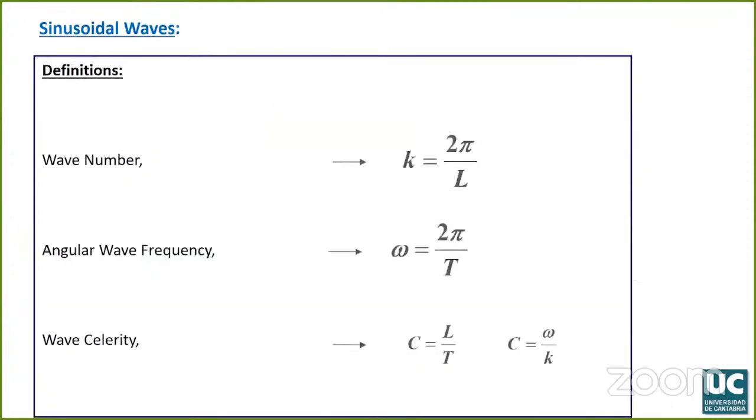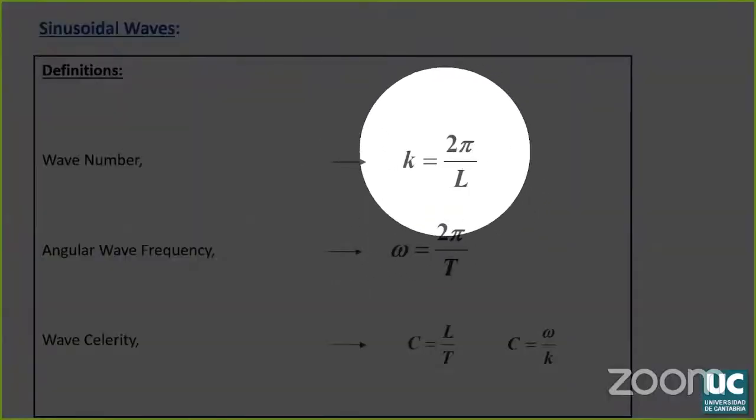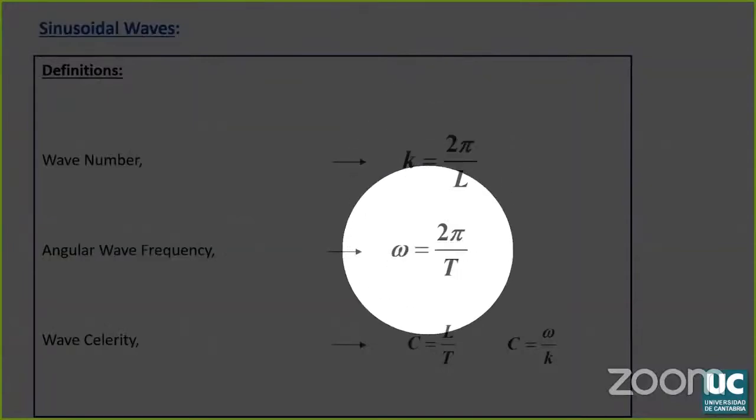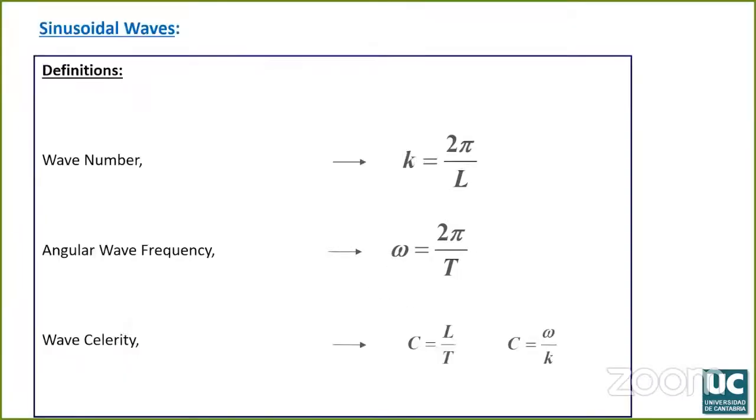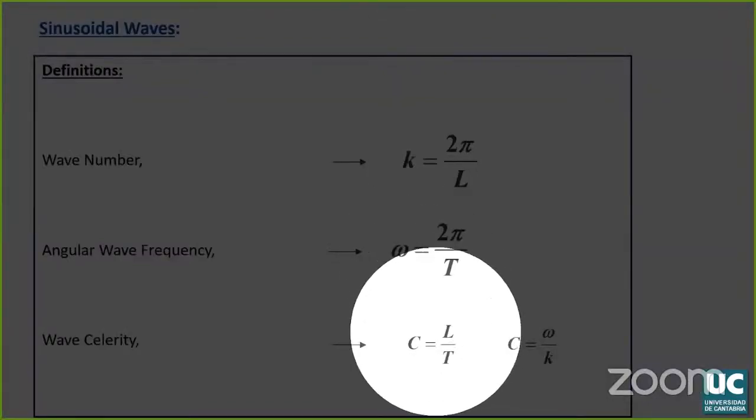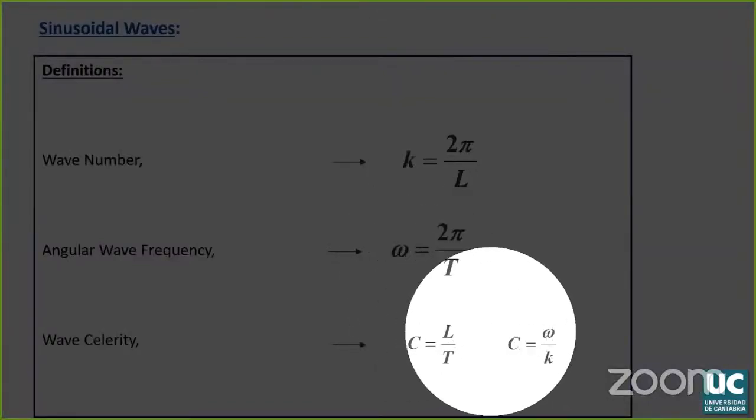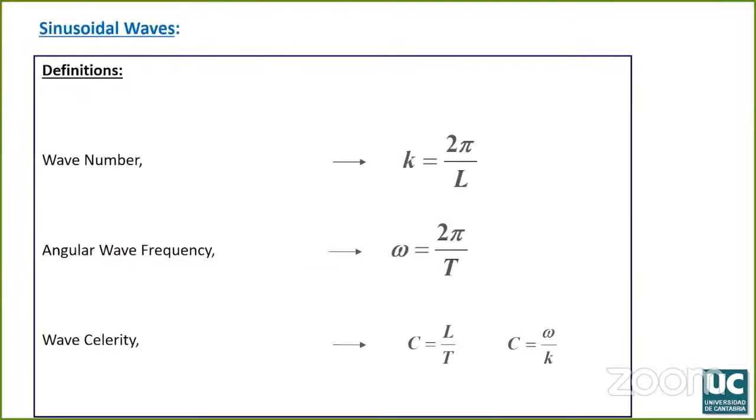As we are dealing with sinusoidal waves, we can define two important parameters, such as the wave number, k equals 2 pi over L, and the angular wave frequency, omega equals 2 pi over T. Besides, the wave celerity is defined as c equals L over T, or omega over k. So in one period, the wave propagates one wavelength.